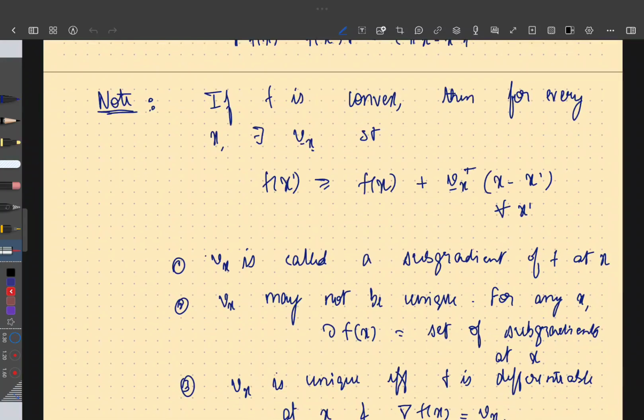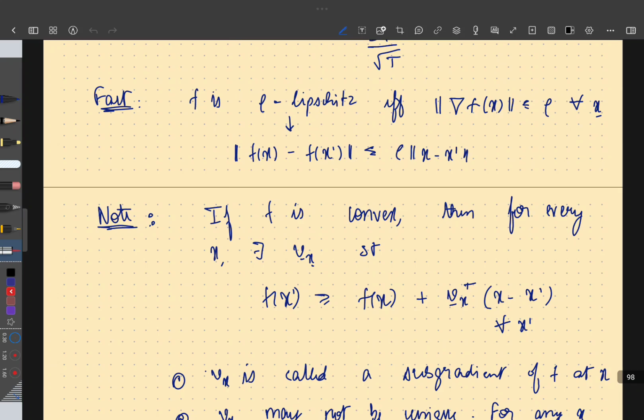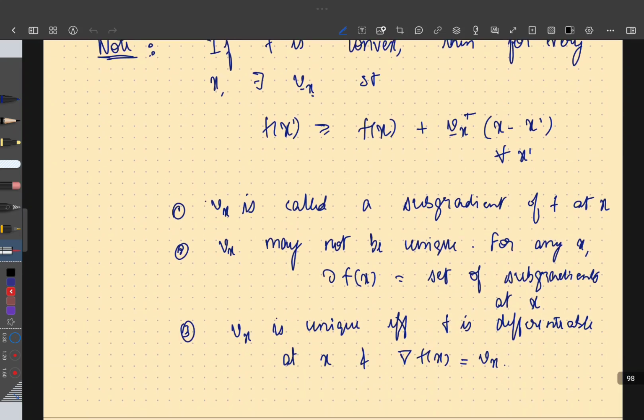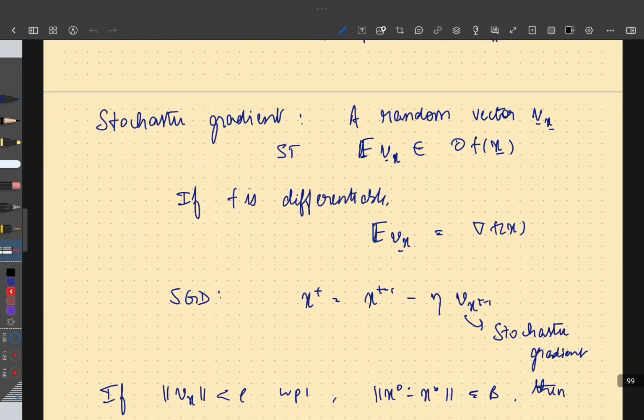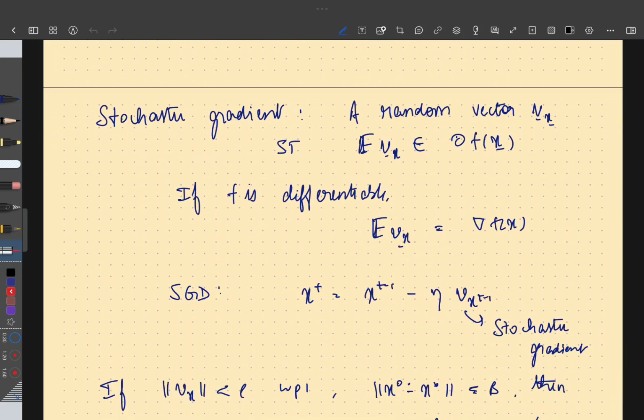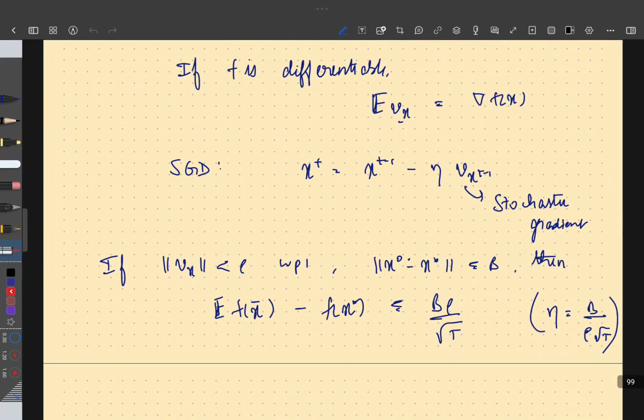All right, and this also holds true even if you replace the gradient with a subgradient, or even if you use stochastic gradient descent, where the stochastic gradient is any random vector whose expectation lies in the subdifferential set. All right, and essentially the same kind of bounds hold true even if you run stochastic gradient descent, except that all of the guarantees hold only in an expected sense.